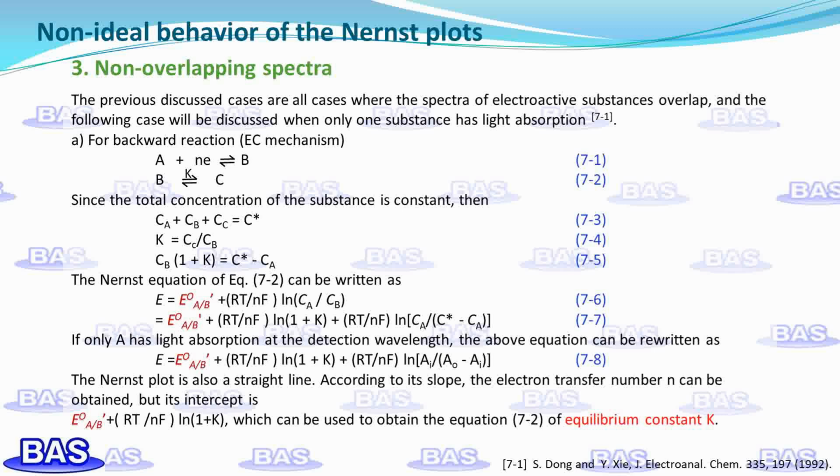For the EC reaction mechanism, if only one substance has light absorption, the reaction electron number can be obtained by spectroelectrochemical measurements, and the reaction equilibrium constant can be found from its intercept.